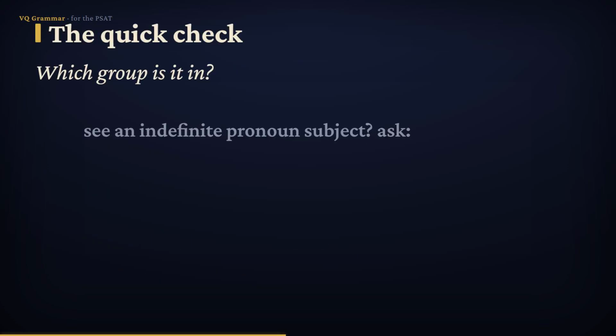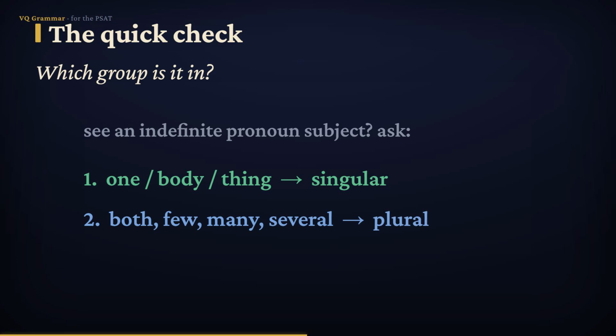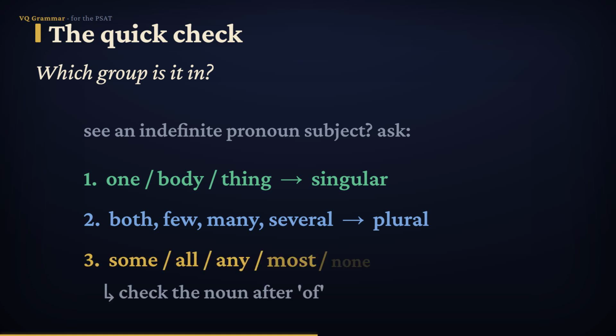Here's your quick check. When you see an indefinite pronoun as the subject, ask which group it's in. One, body, or thing words, those are singular, take a singular verb. Both, few, many, several, those are plural, take a plural verb. And some, all, any, most, none. For those, look at the noun after of and let it decide. 3 groups, 1 quick question.